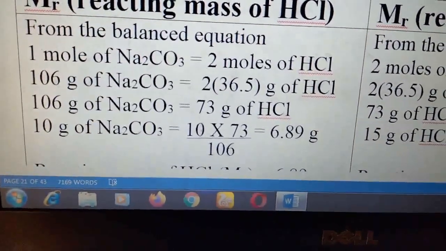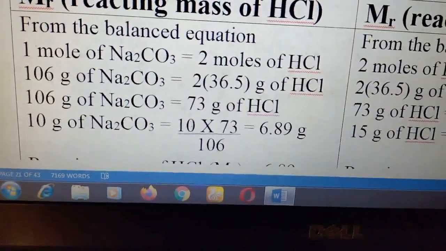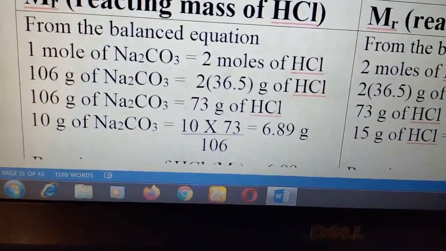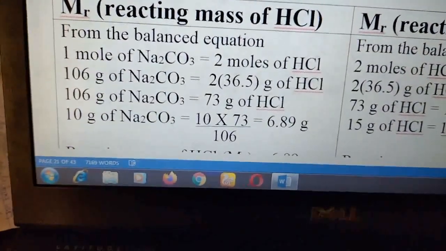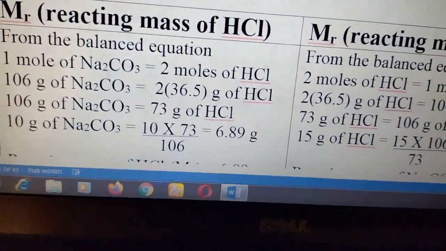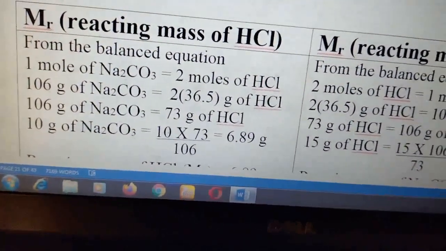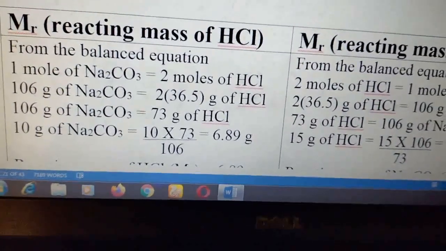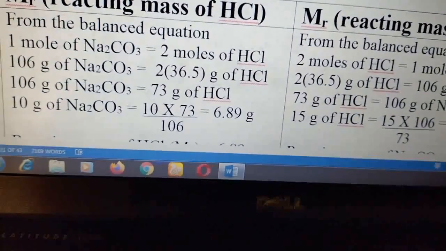We now convert the moles to masses. And we know that 1 mole of a substance is the molar mass of the substance. So 1 mole of sodium carbonate is the molar mass, which is calculated or given, 106 grams of sodium carbonate. Then 1 mole of HCl is also the molar mass. The molar mass of HCl is 36.5, but since we have 2 moles in the equation, we have 36.5 times 2. So we have 106 grams of sodium carbonate equals 73 grams of HCl.